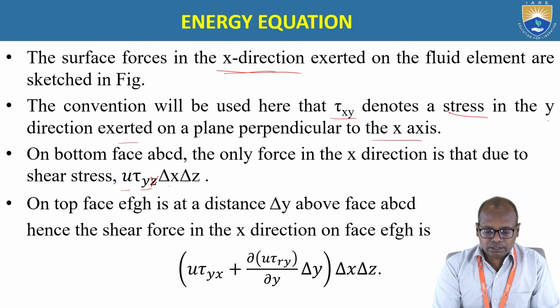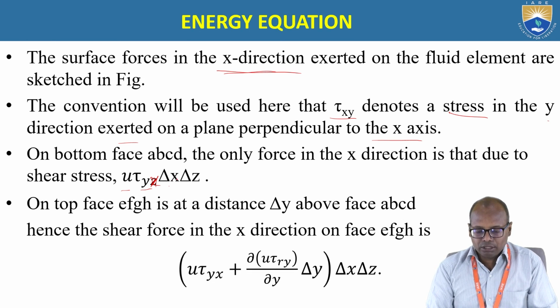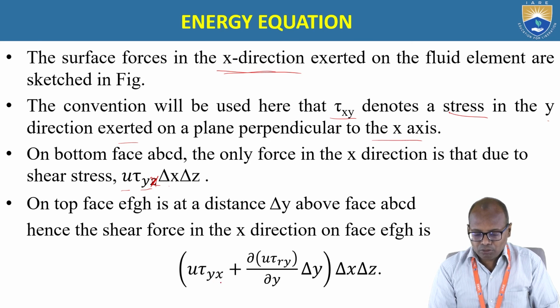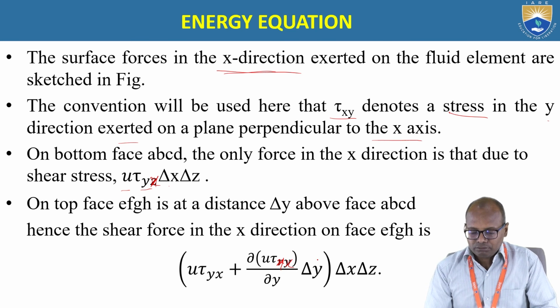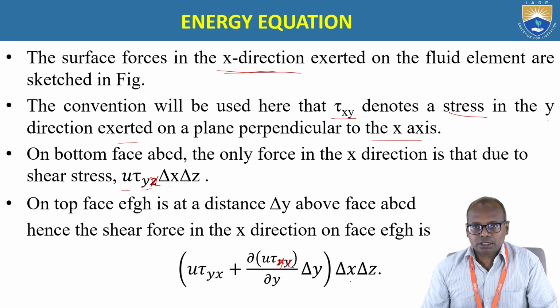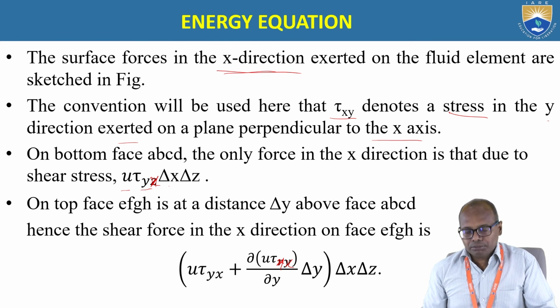It is x actually. Okay, it is x. It is not z. It is x. Now u into tau yx on the top face, and on the bottom face it is u into tau yx. Now it is dou by dou y of u into tau yx into delta y into delta xz. So this is what we have discussed previously.